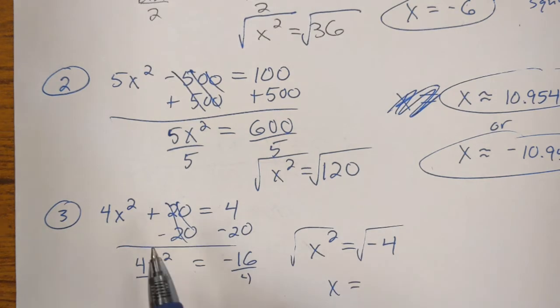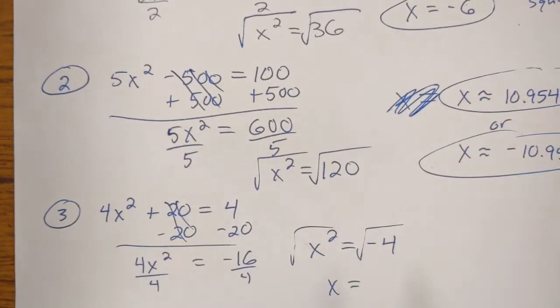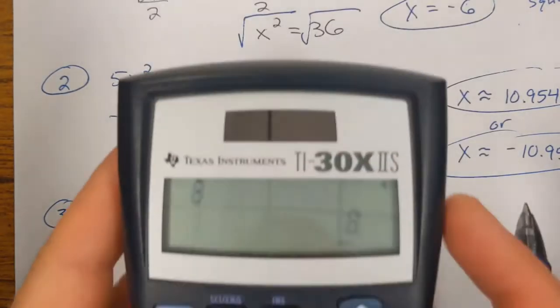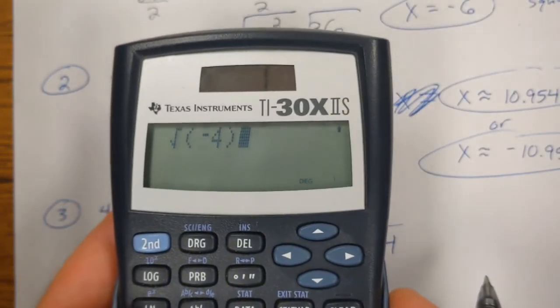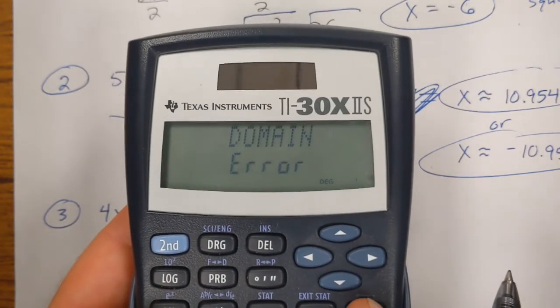So here, we would subtract 20 from both sides, get negative 16. Divide both sides by 4, we get negative 4. So we get x squared is equal to negative 4. So we take the square root of both sides, right? Well, what happens? You try to take the square root of negative 4, we get an error in our calculator.